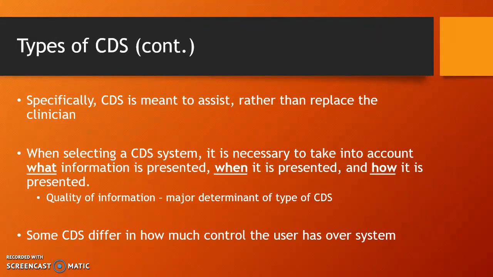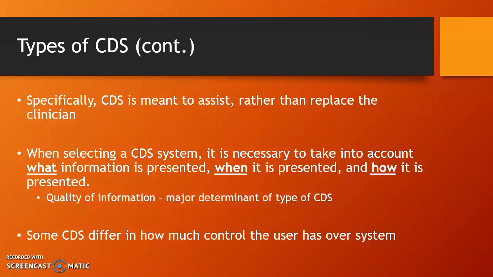Continuing with types of CDS systems, specifically, these systems are meant to assist clinicians rather than replace them. And when selecting a CDS system, it is necessary to take into account what information is presented, when it is presented, and how it is presented. And whatever the features of CDS delivery of information, the quality of the information and the evidence underlying it are the major determinants of the impact of CDS on patient safety as well as quality improvement.